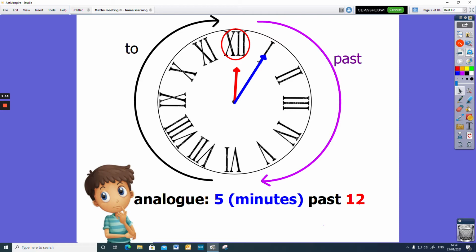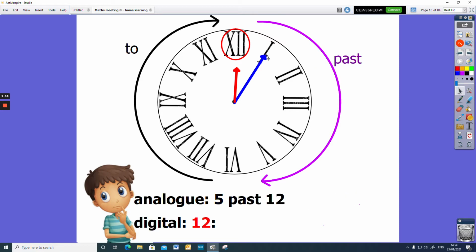Let's do digital time now. Now we've gone past our 12 o'clock. How many minutes have we gone past our 12 o'clock? That's right, we've gone 5 minutes past our 12 o'clock here. Nice and easy in digital time, 12:05. Well done if you've got analog, well done if you've got digital, well done if you've got both. Let's go on to the next one, shall we?